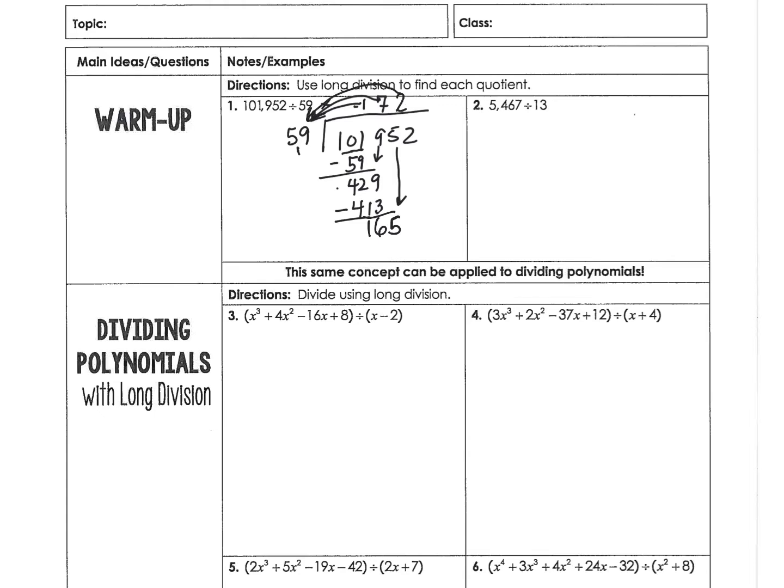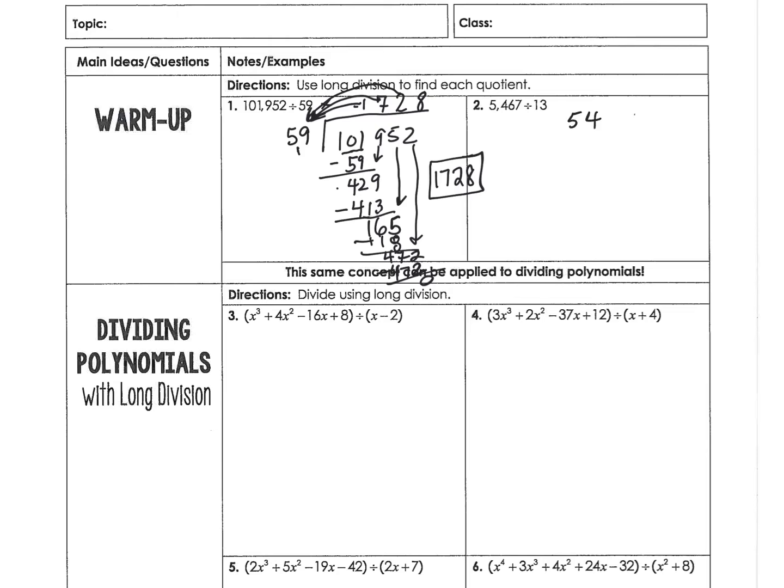Multiply 2 times 59, and we get 118. Subtract, and we are left with 47. Bring down the 2. Last but not least, 59 goes into 472 8 times. And it is actually 472. We subtract, we get 0. So we have a remainder of 0. So our answer is 1,728. Okay? Let's try this one more time just to make sure everybody gets it.